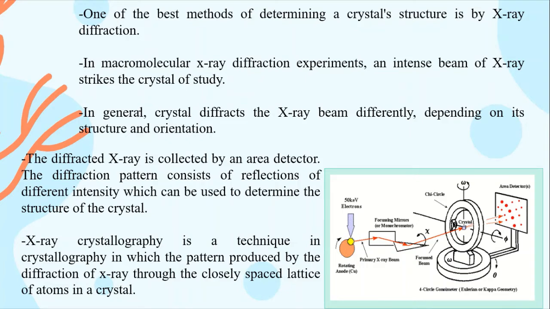In a macromolecular X-ray diffraction experiment, an intense beam of X-rays strikes the crystal under study. In general, the crystal diffracts the X-ray beam differently depending on its structure and orientation. The diffracted X-rays are collected by an area detector. The diffraction pattern consists of reflections of different intensity, which can be used to determine the structure of the crystal.